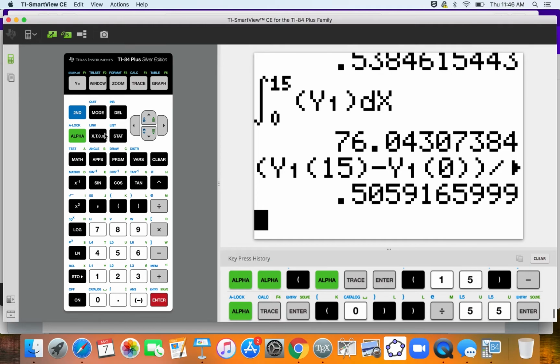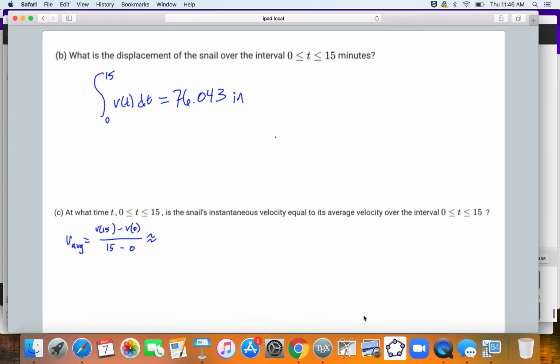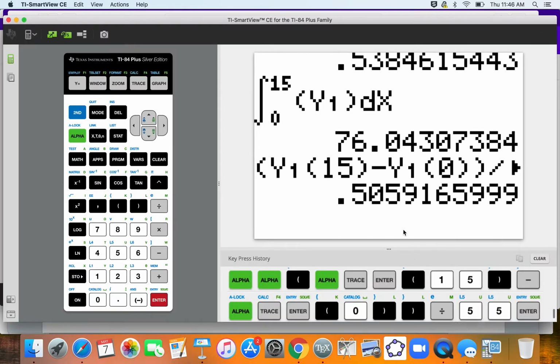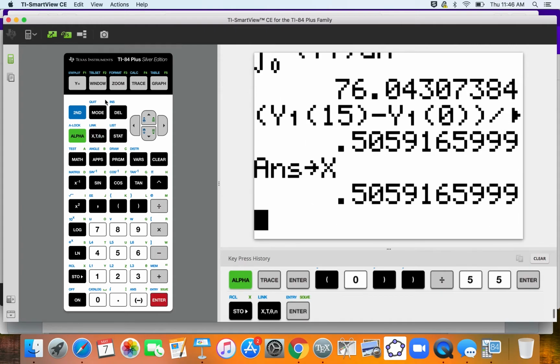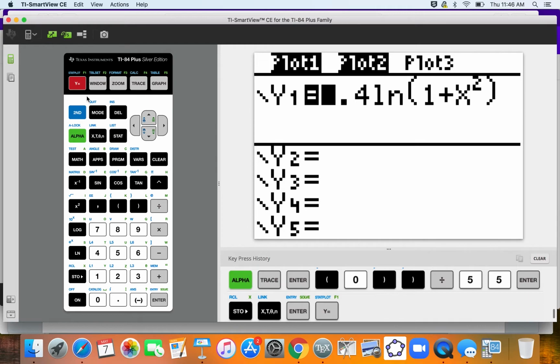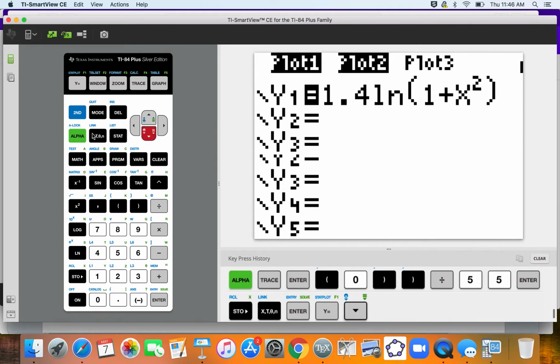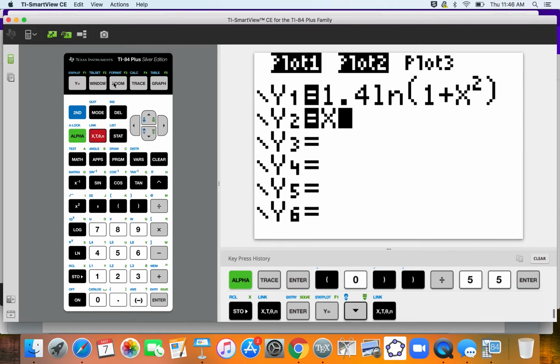All right, so about 0.506. I'm going to say that's about 0.506 inches per minute. But the rest of this we can do in the calculator as well. So I want to store that in x. Great. And now I can go to y equals, and there's my velocity function. In y2, I'll just place x.